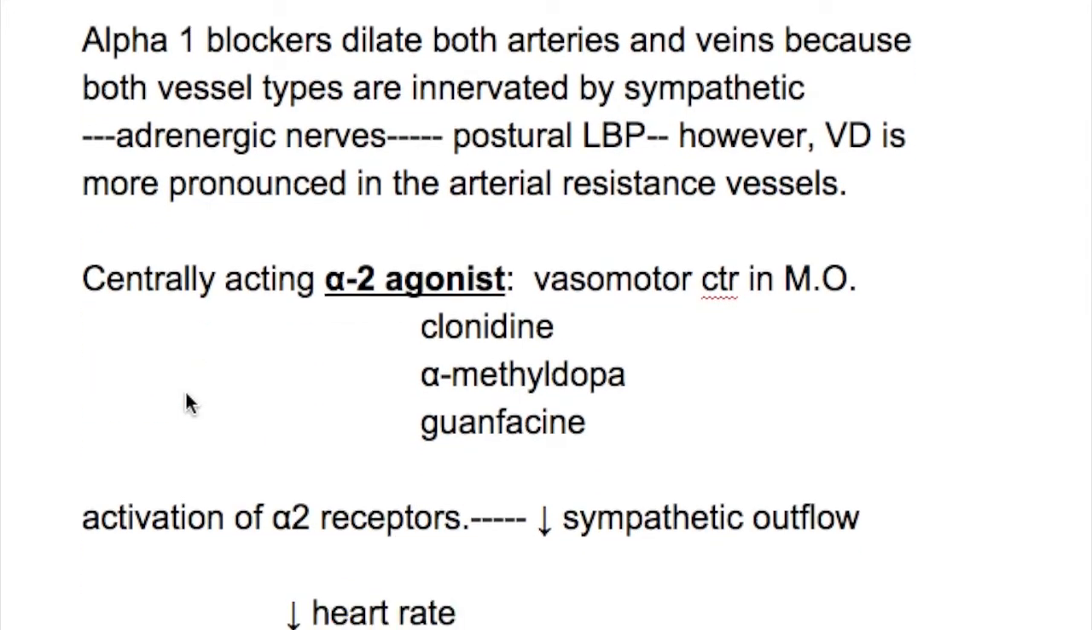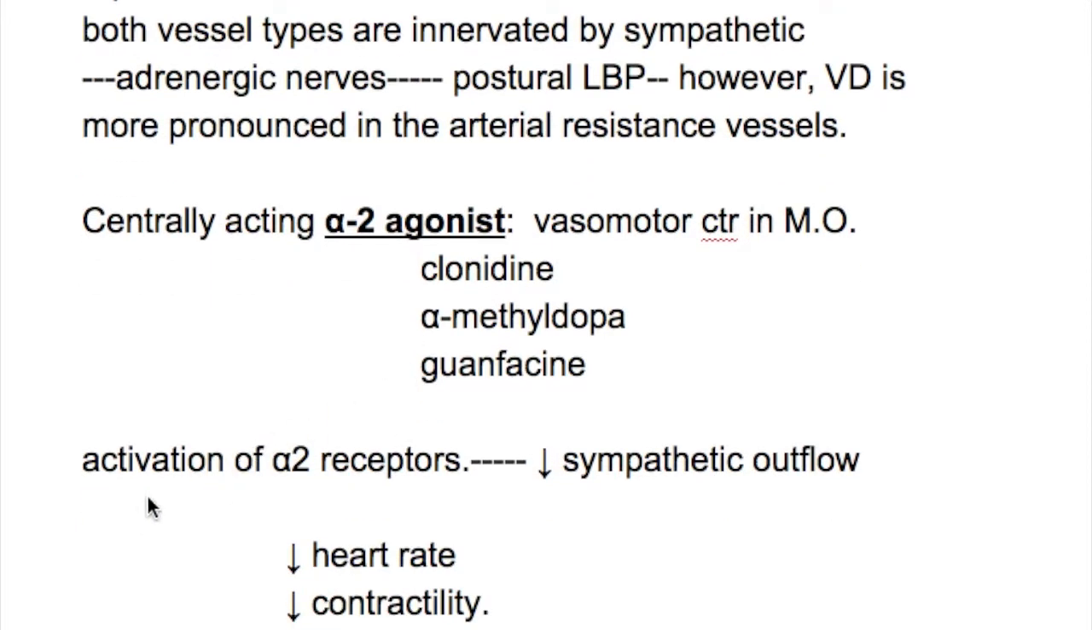Okay, after the alpha 1 receptor blocker, we go to alpha 2 agonist, not antagonist, because it is the alpha 2 agonist that will reduce the blood pressure. They are centrally acting alpha 2 agonists. Where do they act? They act on the vasomotor center in the medulla. Clonidine, alpha methyldopa, and guanfacine are examples of alpha 2 agonists.